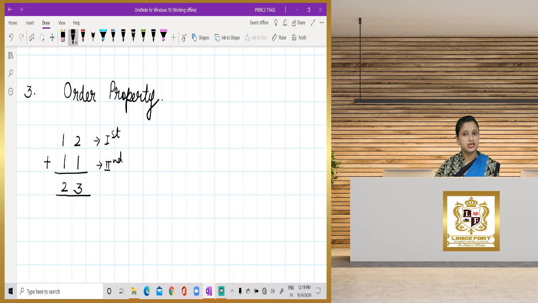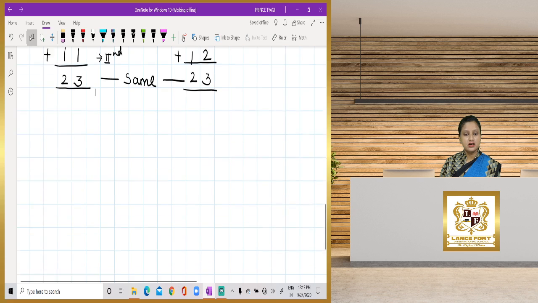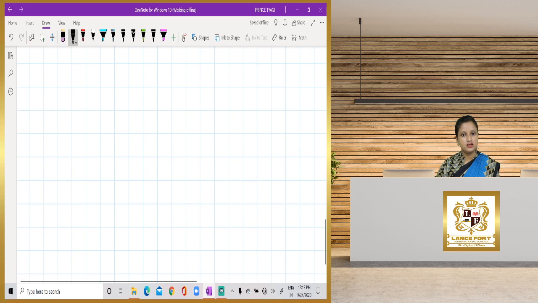Now I am changing the order of the addends. Now I am writing 11 as the first addend and 12 as the second addend. Now add, 2 plus 1 is 3 and 1 plus 1 is 2. So as you can see, the answer is the same. We have the same answer in both the cases. So order property says when we change the order of addends, we get the same answer. Let us understand the further topics of addition.